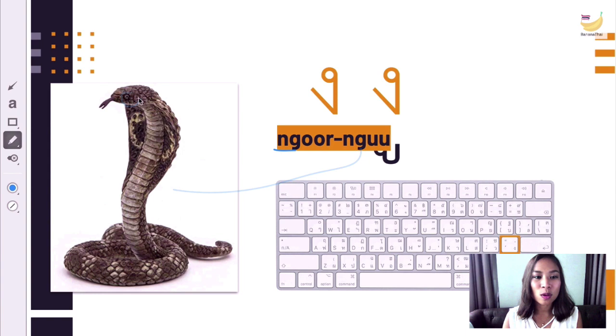See, it looks exactly like a ngu. The way to write it down is with the head down and the tail up. Ngo ngu. It's right there next to the enter return button on the keyboard. Head come down, tail up. Quite easy. Ngo ngu.